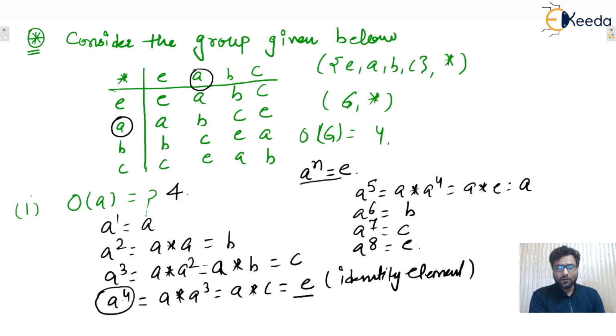So I already told you in the definition that n must be the least positive integer. Positive means it will start from 1 and we will consider the least value of n. So here A power 4, A power 8, A power 12, A power 16 and so on, all these will be the identity element, but we will take the least positive integer. That's why the order of element A is 4.